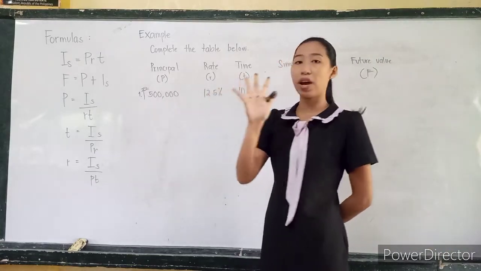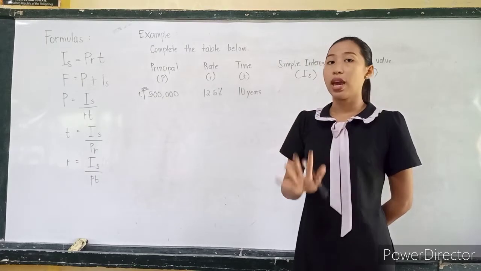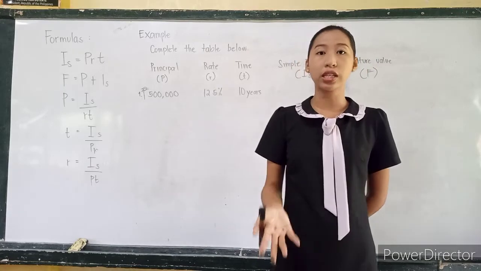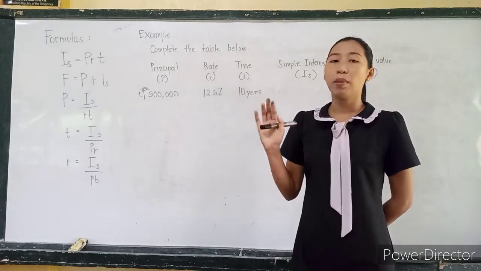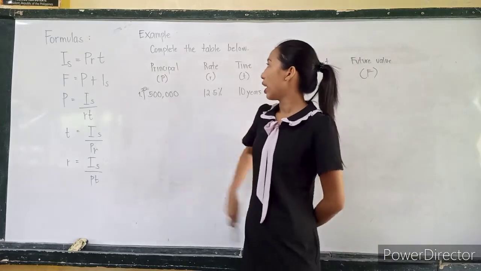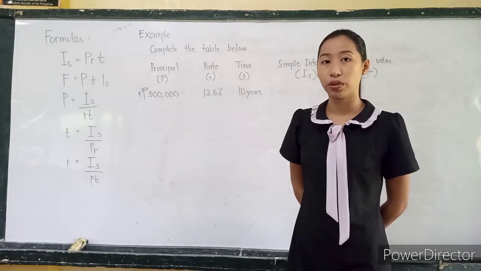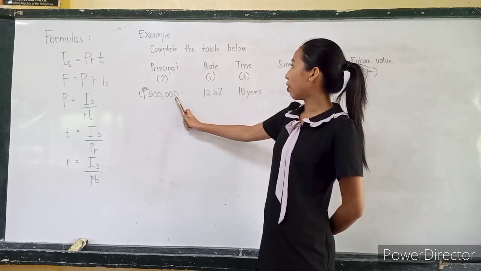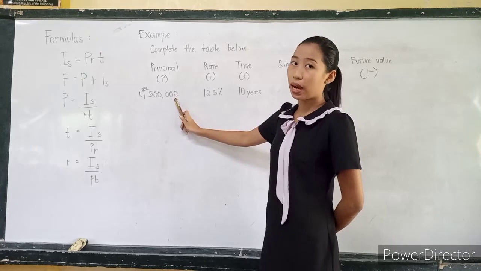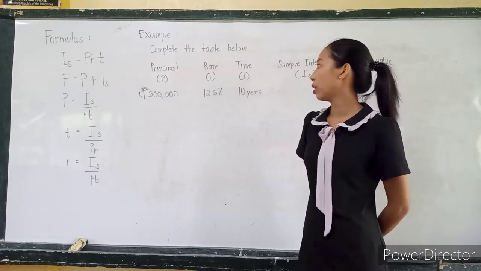So we have 5 problems, and we will explain them one by one. Actually, it is already in your module, the process, but I'm going to show you so you can understand better, with explanation. Okay, so we have a principal of 500,000 pesos. Okay? This is the 500,000 pesos that you put in or borrowed, with an interest rate of 12.5%.